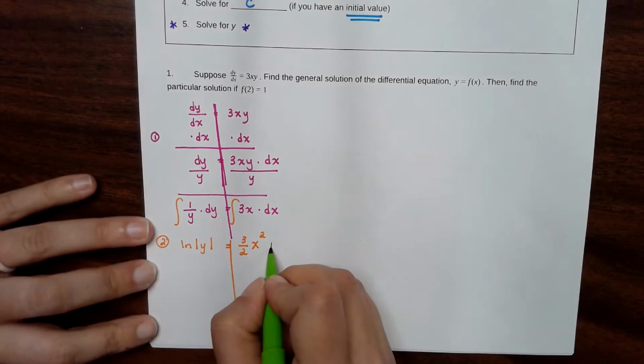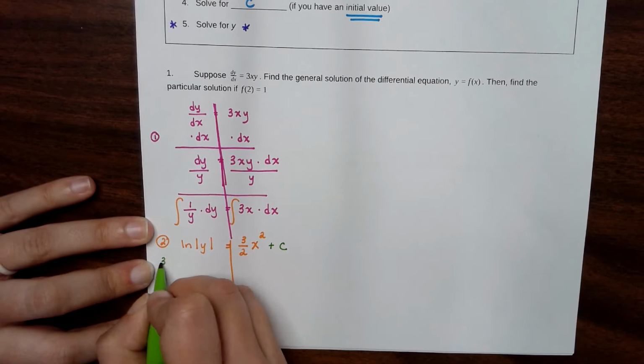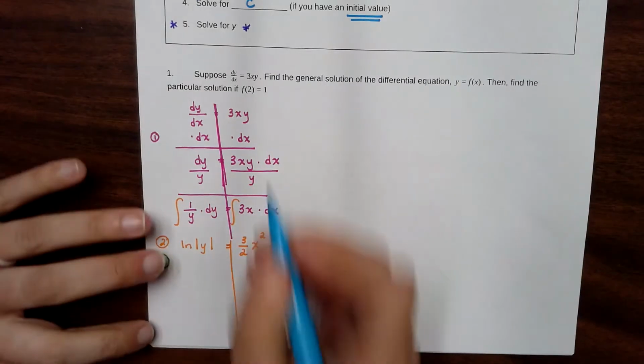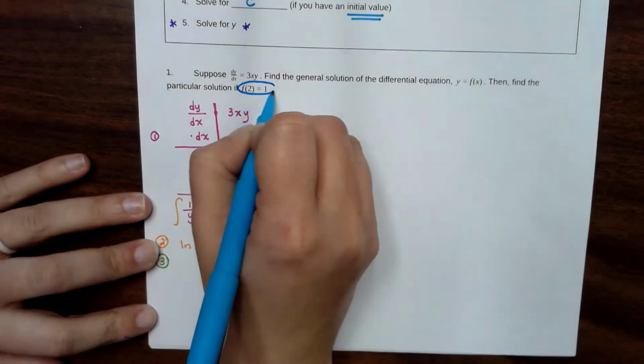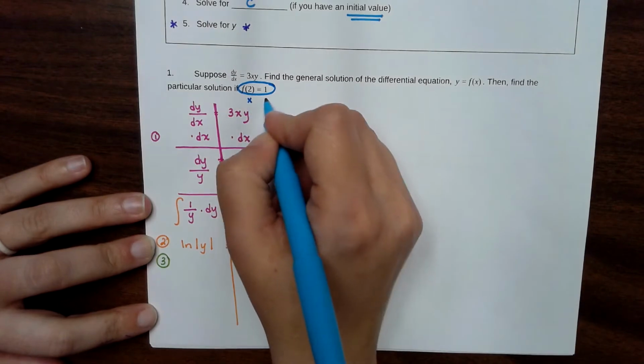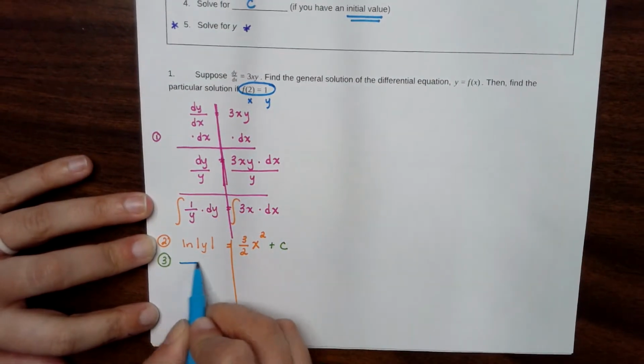At the same time, I'm going to put a plus c on the right-hand side only. That's basically the first 3 steps to my process, and at this point, I have a general solution to my differential equation. The next step is going to be to find the value of c if possible. Since we were given f of 2 equals 1, I can use the given x and the given y to find the value of c.